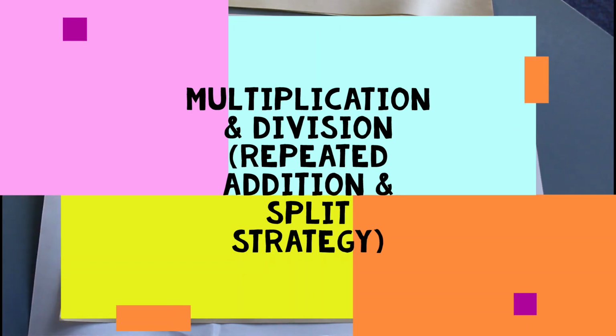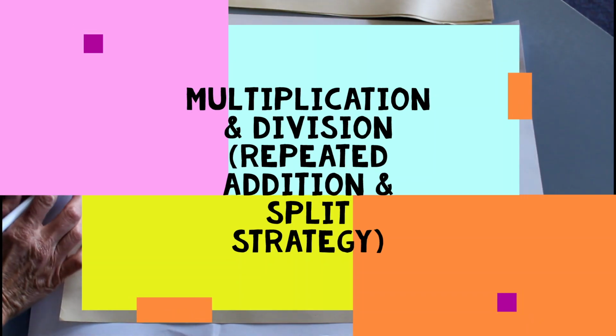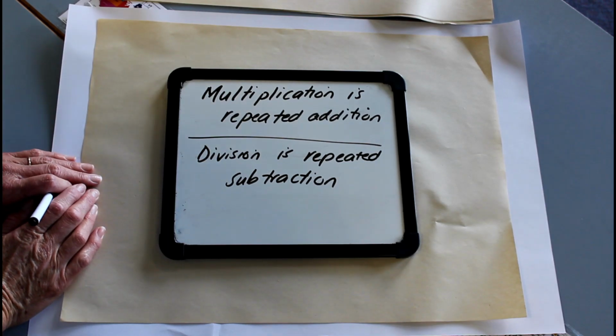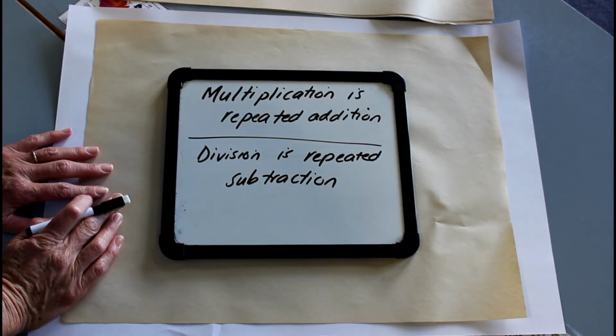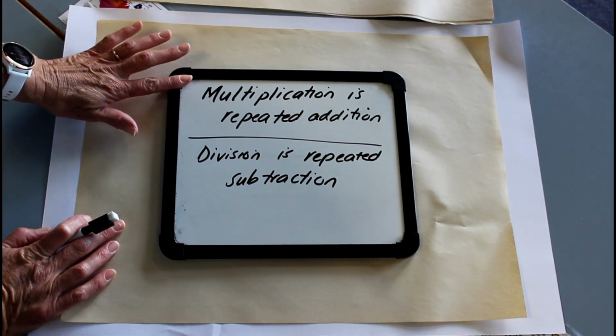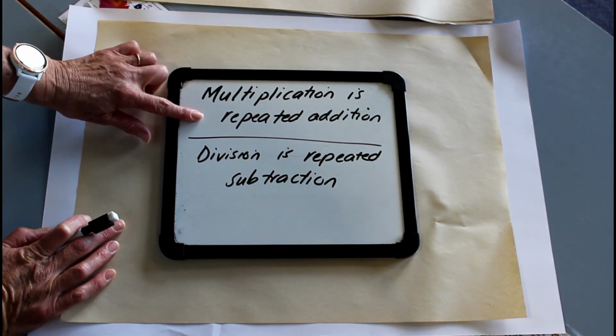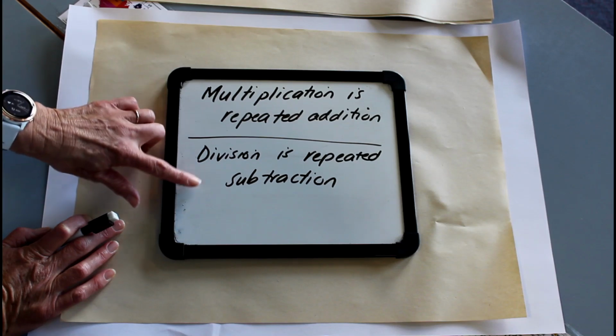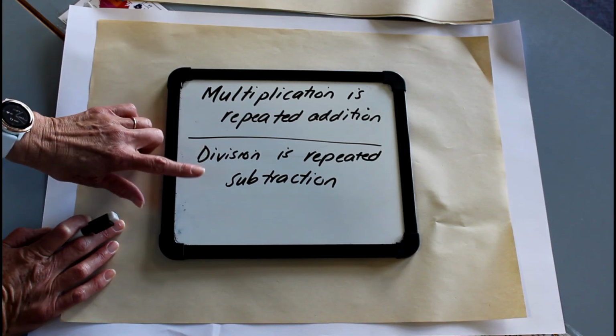Hi, today we're looking at multiplication and division. We're going to look at two different strategies today. The first strategy is repeated addition, because essentially multiplication is repeated addition and division is repeated subtraction. So we're going to look at that.